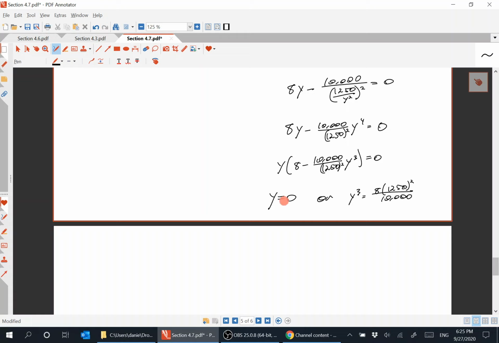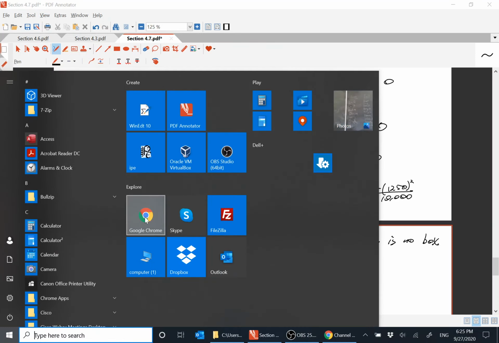Well, we can't have y equal to 0, or there is no box. Right, a box has got to have length, width, and height. Right, so y is going to be equal to approximately, let's just figure it out, 8 times 1250 squared over 10,000.